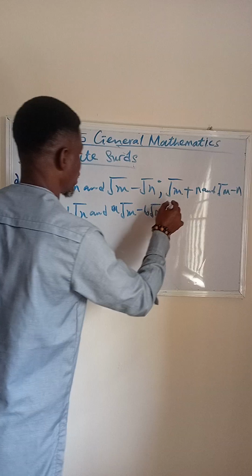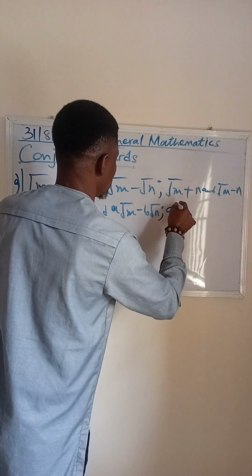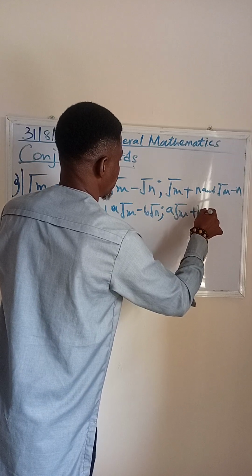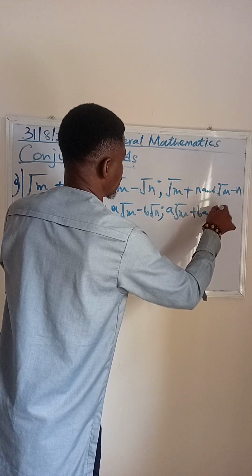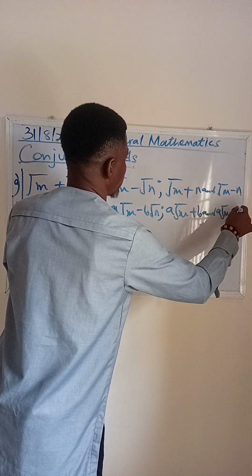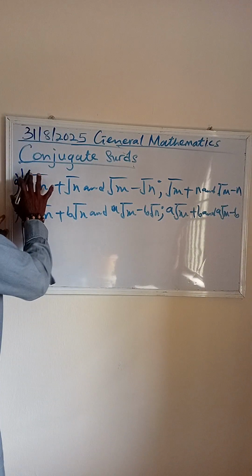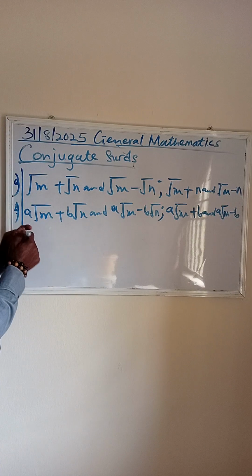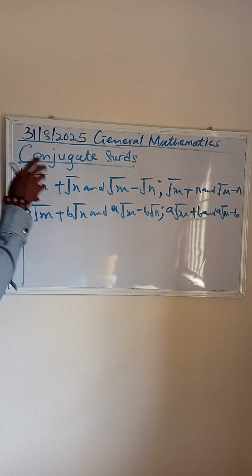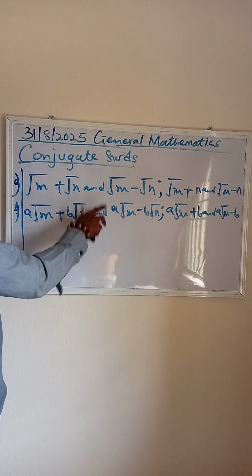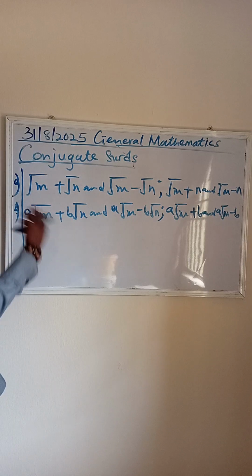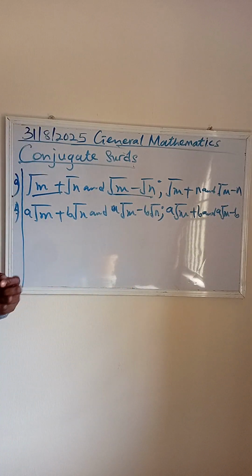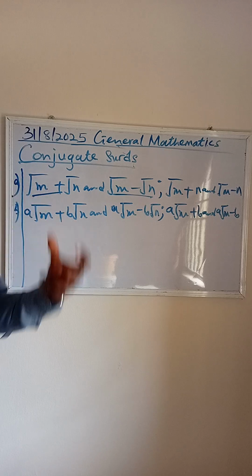At the same time, this one you can still write as a root n minus b, and a root n plus b. So any of these forms, we call them conjugate surds. That is, the pairs are called conjugate surds. When you multiply this and this together, it will give you a whole number or a rational number. And what do we mean by a rational number?